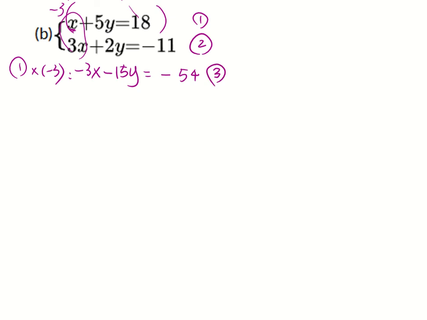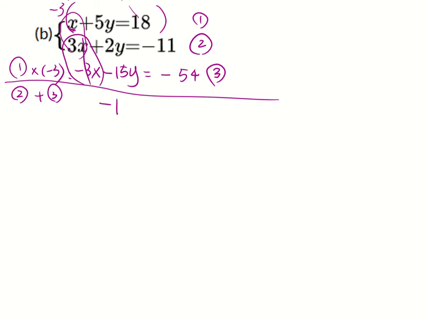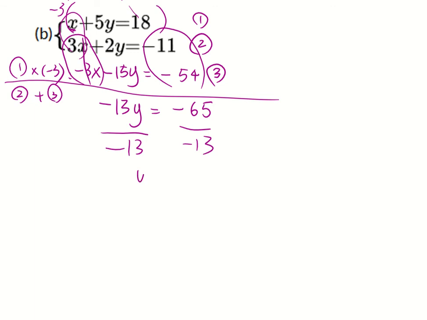Okay, now if I add up the equation 2 and this new equation 3, then the x terms will be gone. So 2y plus negative 15y, that's negative 13y, equals these two, negative 11 plus negative 54, that's negative 65. Okay, divide both sides by negative 13 to leave y by itself. y equals positive 5.